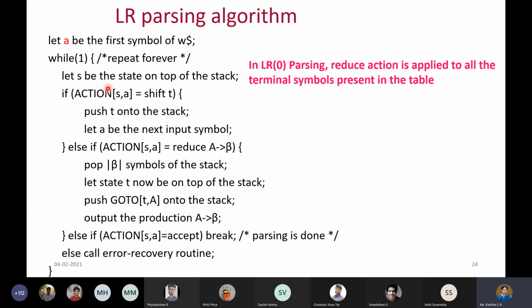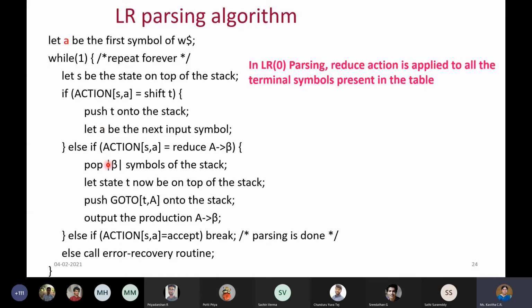So first we are going to perform the action. Whatever shift action you do, you will push onto the stack. You're going to push the symbol as well as the state number onto the stack. And if a is the next input symbol, you're going to point to that. So that's what happens when you perform the shift action.